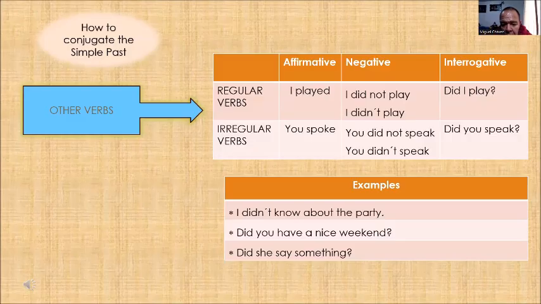We use the contraction didn't in negative sentences in the simple past. We always use the infinitive of the verb after the auxiliaries didn't and did. For example, I didn't know about the party. Did you have a nice weekend? Did she say something?